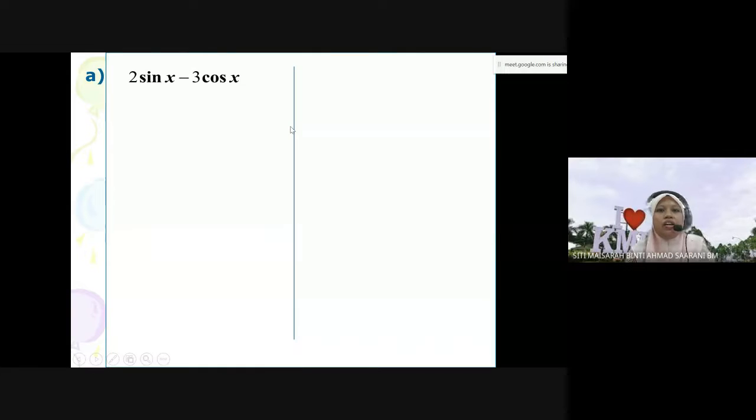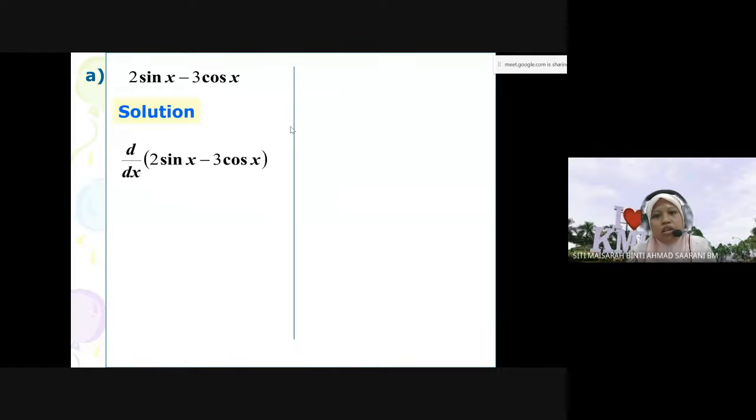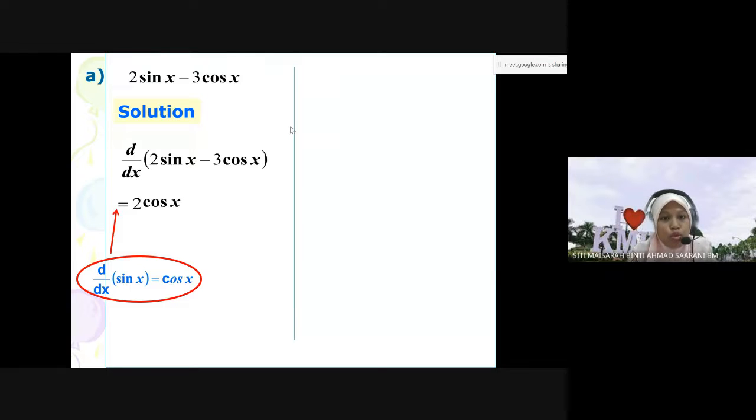Alright, I repeat. To differentiate 2 sin x minus 3 cos x, we have a minus in the middle between 2 sin x and 3 cos x. So then we can apply the sum and difference rule. So then kita boleh differentiate one by one. So differentiate 2 sin x. We use differentiate with respect to x sin x, it becomes cos x. So then it becomes 2 cos x.